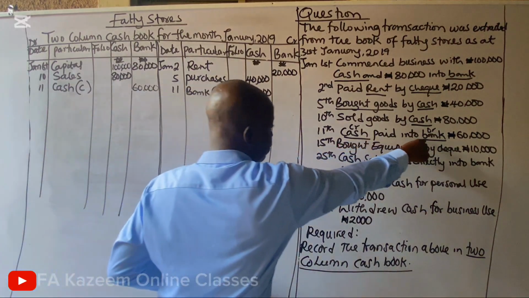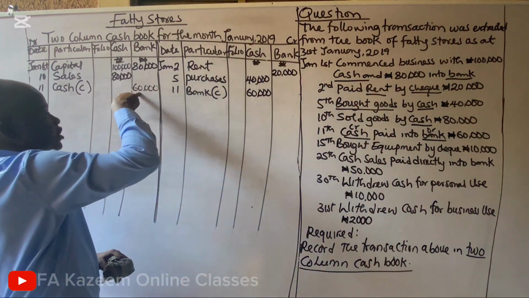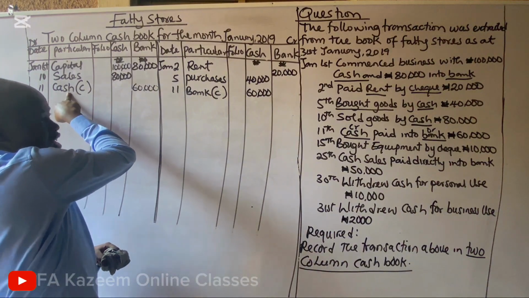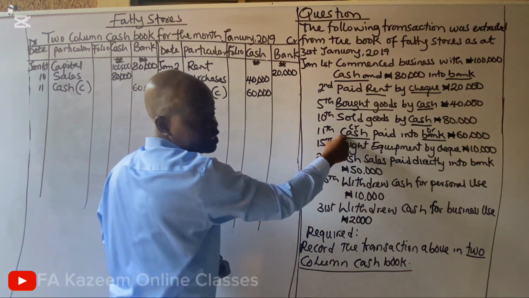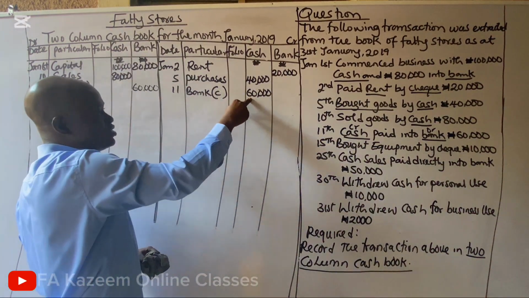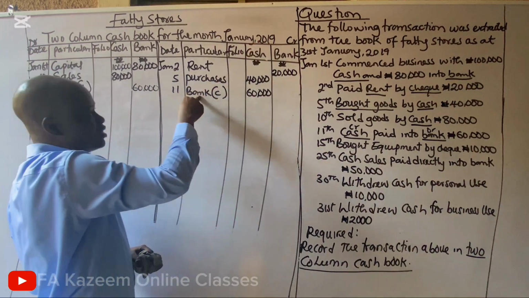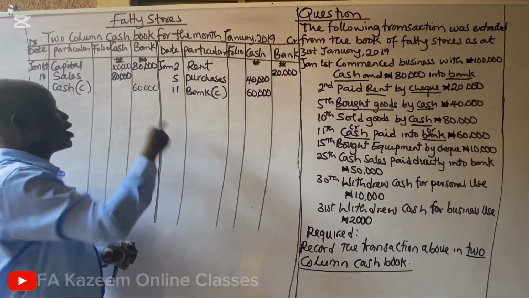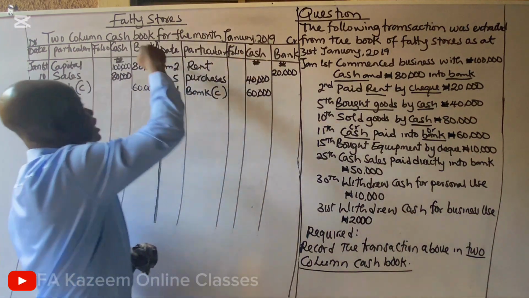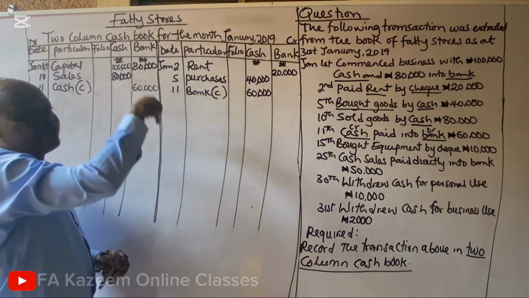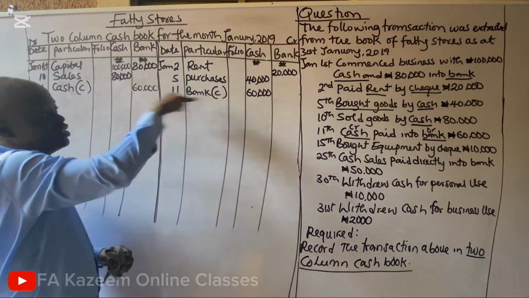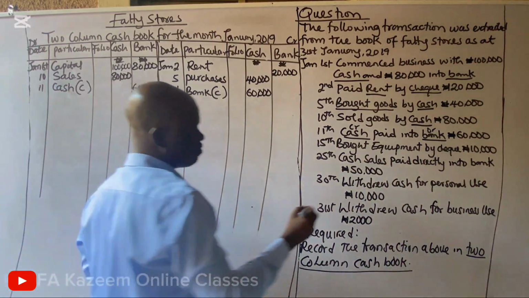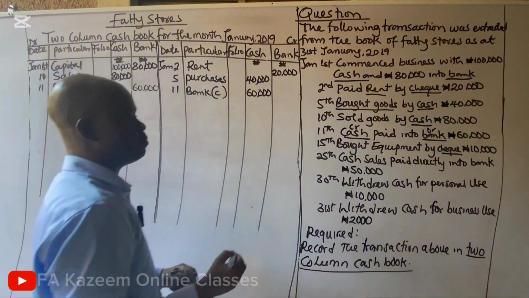Who received the money? Bank. Where's the receiving side? Here. Debit bank with 60,000. Your particular will be what? Cash. Who is giving out the money? Cash. Credit cash with 60,000 naira. Your particular is what? Bank. That's what we said. Contra entry is when the cash and the bank are affected in the same transaction on the same date. You see that they are the same date. Now, let's go to on the 15th. Bought equipment by check.